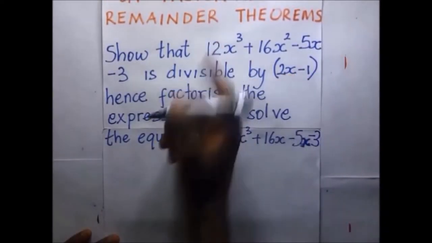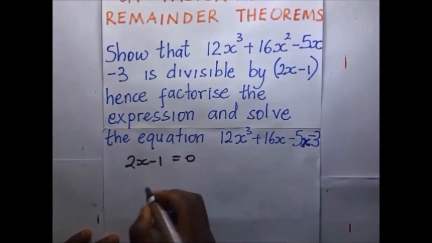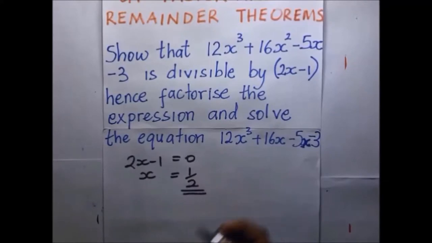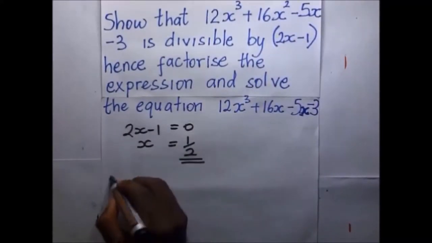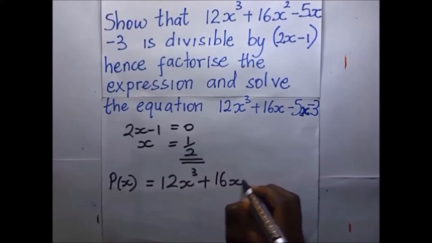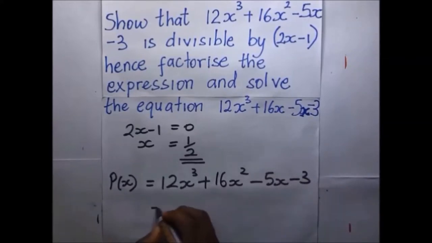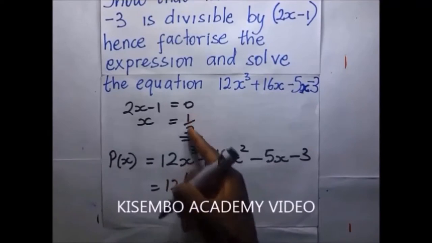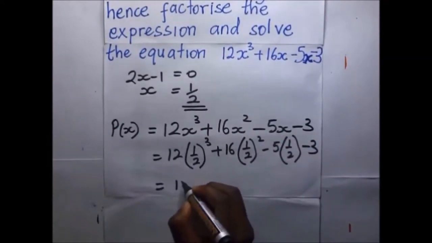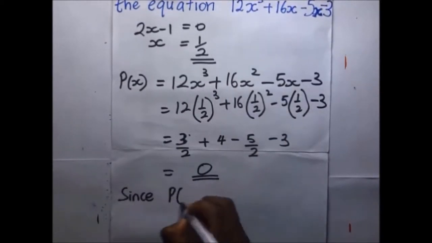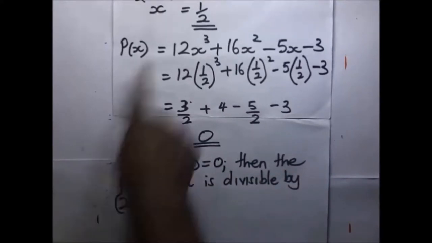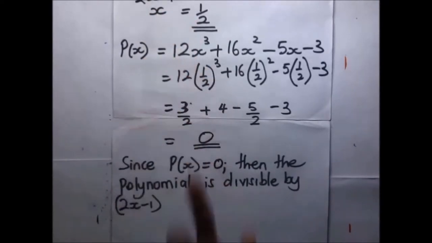If this is to be divisible by that, then 2x minus 1 should be equal to 0. To get the value of x that we are supposed to substitute into this polynomial, x is going to be equal to 1/2. So we substitute 1/2 in that. Our p of x, our polynomial, is equal to 12x cubed plus 16x squared minus 5x minus 3. So that's going to be equal to 12, substituting 1/2 here, cubed plus 16. On substituting in that value of x into the polynomial, we got 0. Then it means that this is equal to 0.